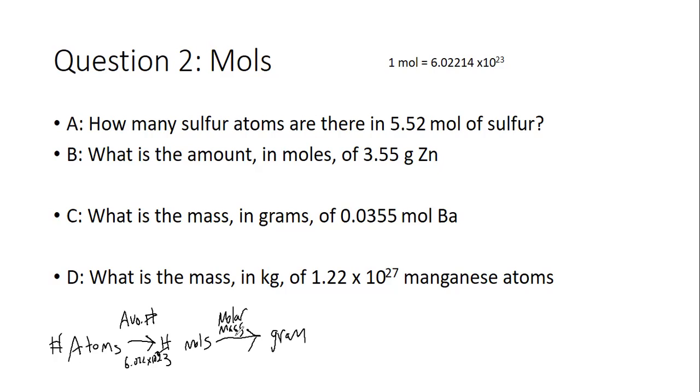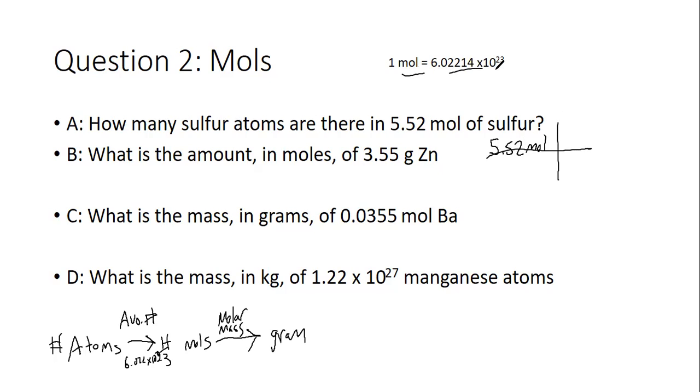Okay, so if I have 5.22 moles of sulfur, how many atoms of sulfur is that? I'll do A for us, and see if you can figure out, I'll do A and B. How about that? And then I'll let you try to do C and D. So A, I have 5.22 moles of sulfur, and I want to know how many atoms that is.